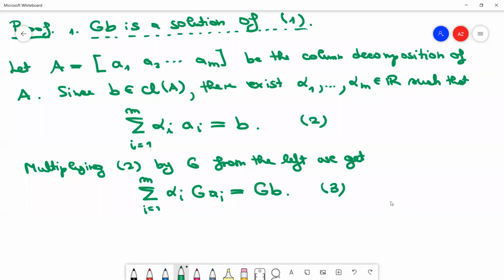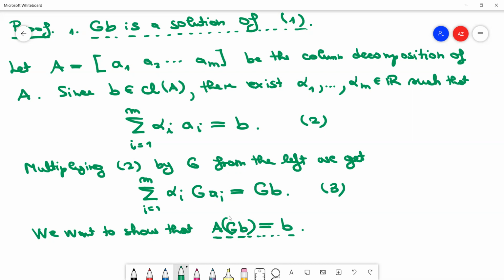So now we introduced GB into calculations, but we want to show that AGB is equal to B. So we want to show that GB is a solution of our system. So we want to show that AGB is equal to B, because we are solving the system AX is B, and we claim that X is equal to GB is one of the solutions. So this is what we want to show.